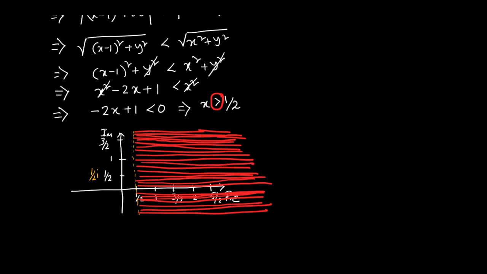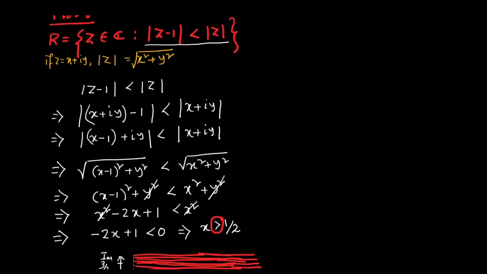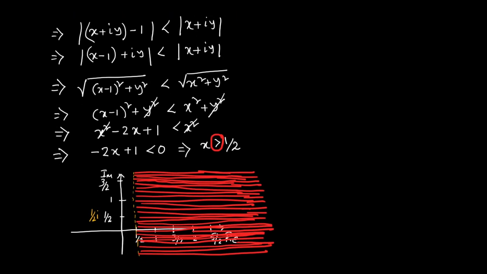This is my region X greater than half, and that means this is the region which corresponds to the set we were trying to find out. And what was our set? Let us quickly check. Mod Z minus 1 less than mod Z. So I can write now that this is my region, mod Z minus 1 less than mod Z. This is how we can find our region.